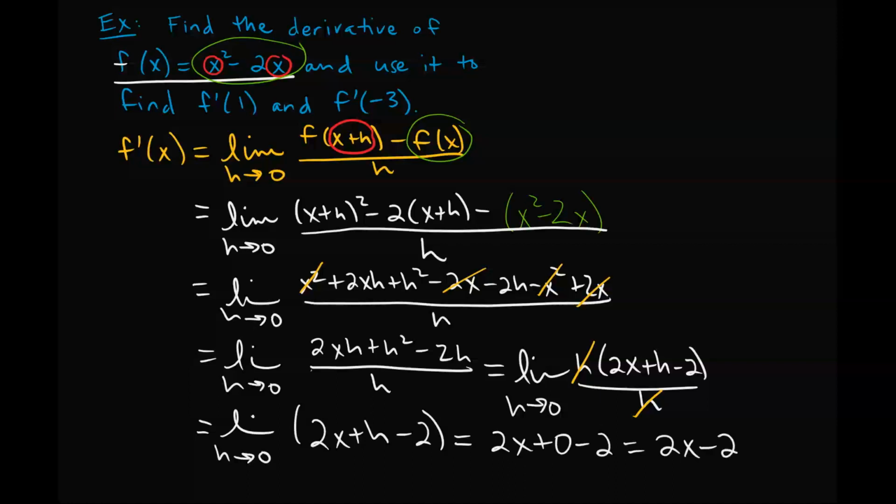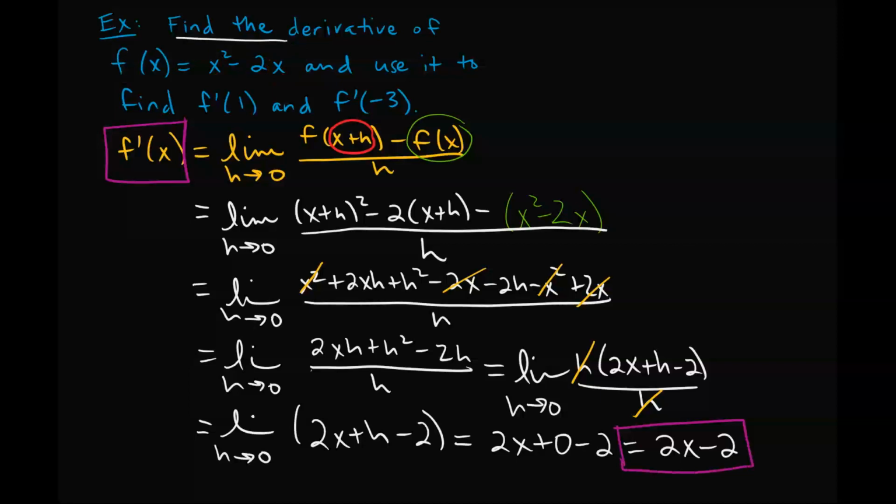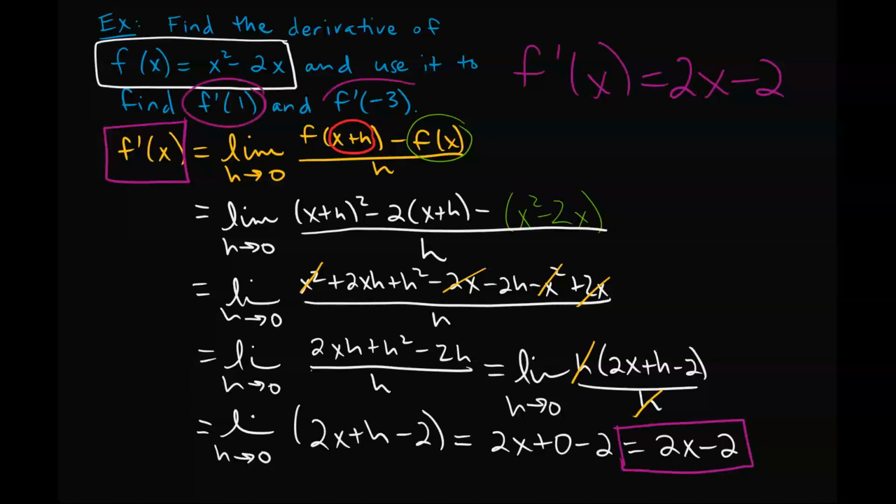It's been a while since we started what we were doing, but we have shown that f prime, the derivative, equals 2x minus 2. So what have we done? We started with the function x squared minus 2x, and we found that the derivative at any point on that function is given by the formula 2x minus 2. So now we can use that to find f prime of 1 and f prime of negative 3.